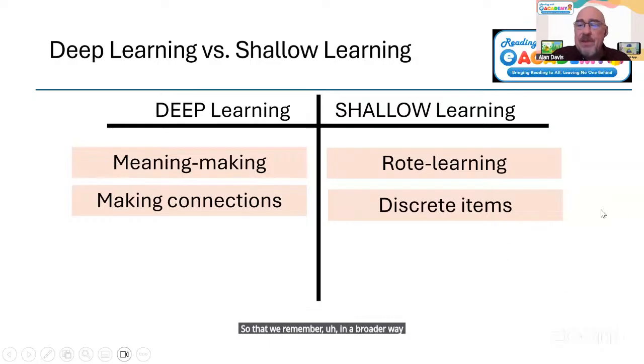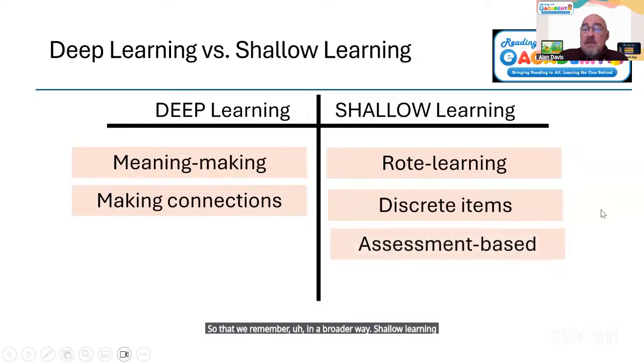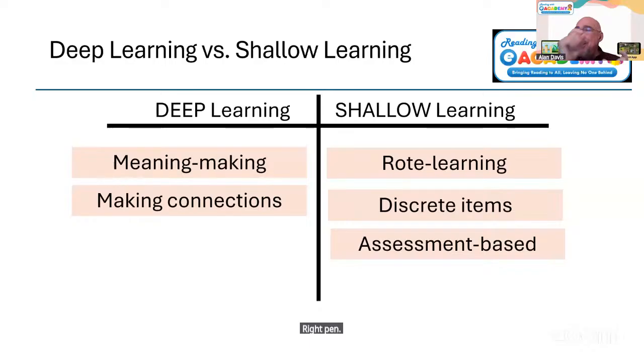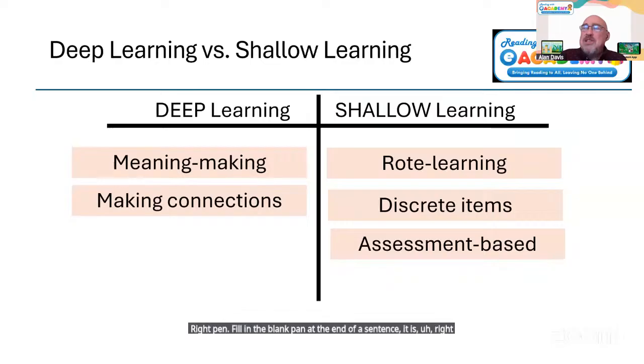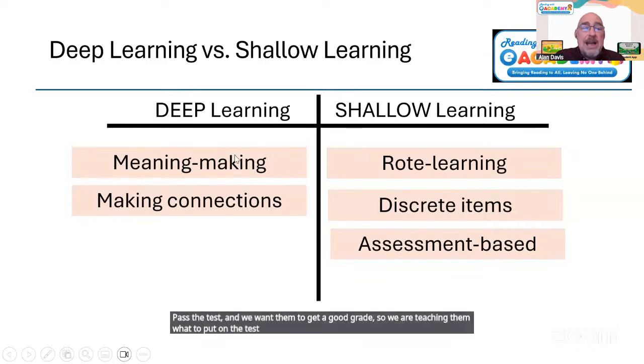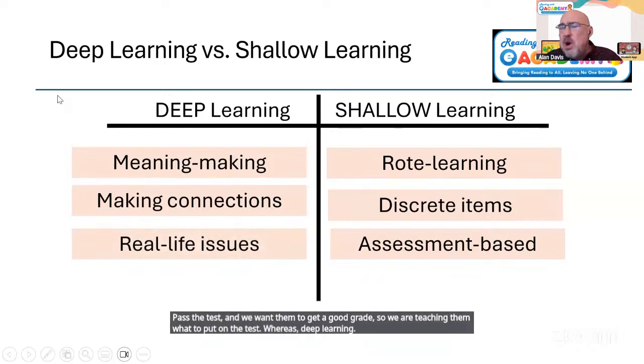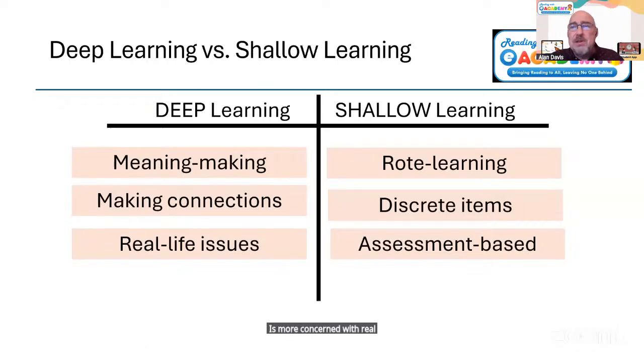so that we remember in a broader way. Shallow learning is assessment based. So we are teaching for the test. We're teaching the student to be able to write pen, fill in a blank, pen at the end of a sentence. It is a, right? We want students to pass the test and get a good grade, so we are teaching them what to put on the test. Whereas deep learning is more concerned with real life issues. Again, making these connections, right?